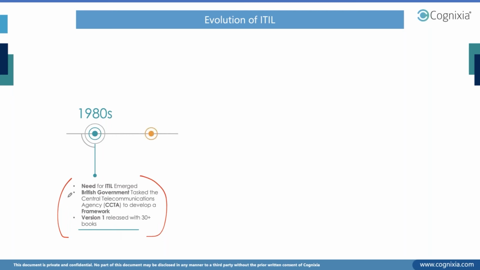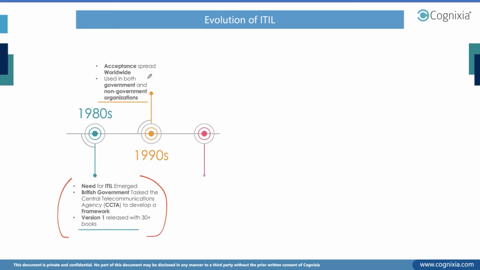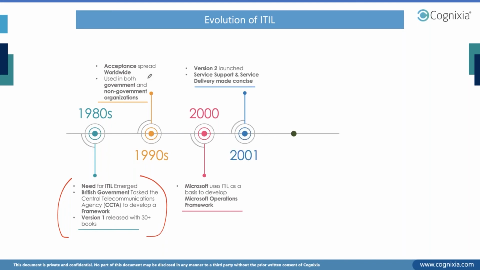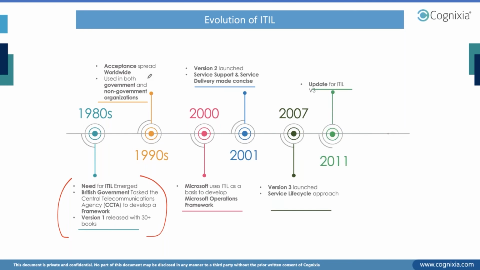Fast forward to the 1990s, this is where the acceptance started spreading worldwide and ITIL started being used in both government and non-government organizations. Move on to the 2000s, and this is where a major shift happened when Microsoft used ITIL as a basis to come up with its own framework. Over the course of years, there have been many updates to ITIL, with the latest version being released last year in 2019. This version is ITIL 4, the most recent version.